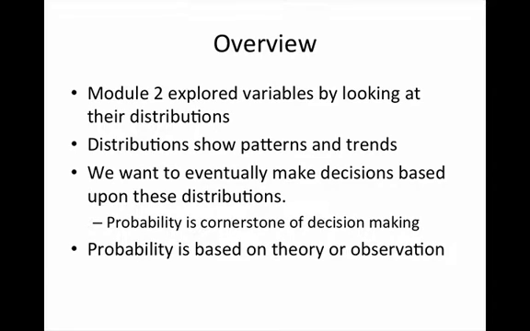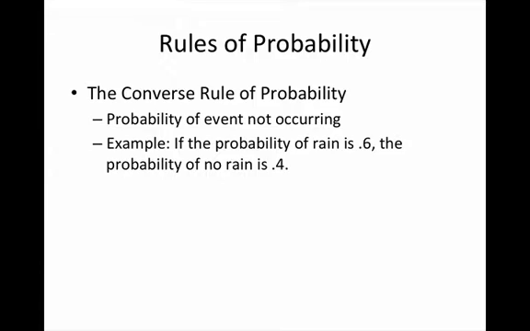We look at what we observe, and then we assign a certain probability to the idea that what we observe in a sample is going to generalize to a larger population. And so probability is based on theory or observation. We're going to learn a couple of rules about probability.